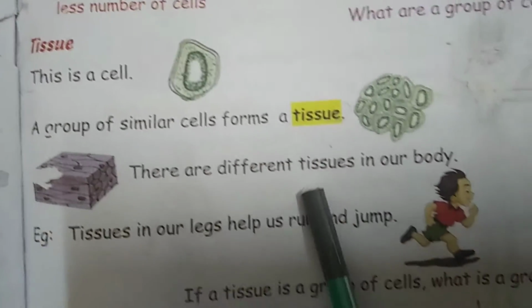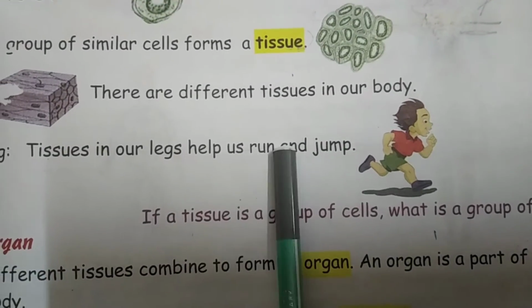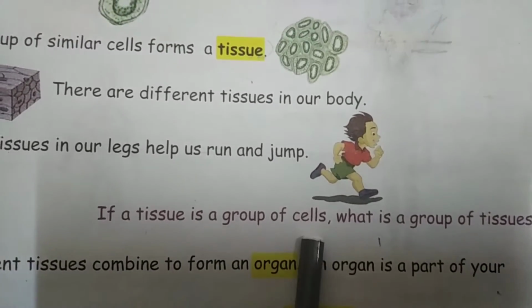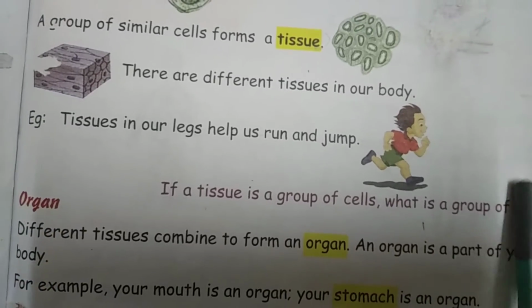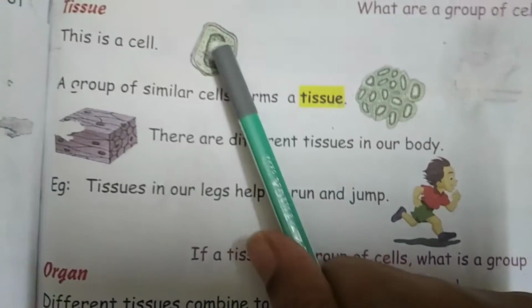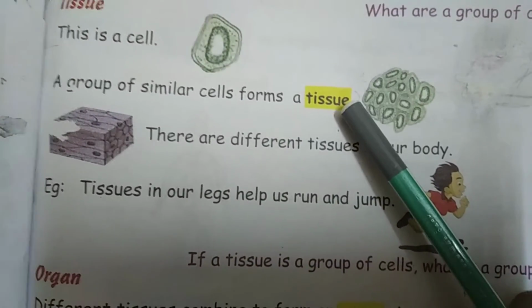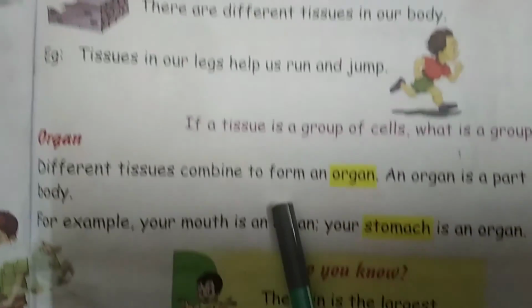Now, there are different tissues in our body. Tissues in our legs help us to run and jump. Okay? So, if a tissue is a group of cells, what is a group of tissues? A group of tissues will make an organ, children. Now, the first thing is what? The cell. A group of similar cells will form a tissue. And again, a group of tissues will make an organ.